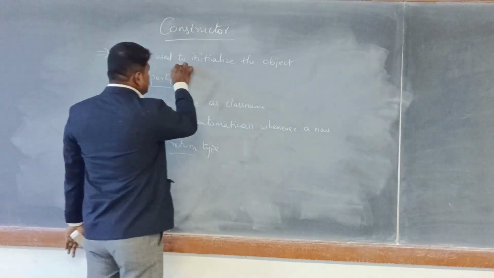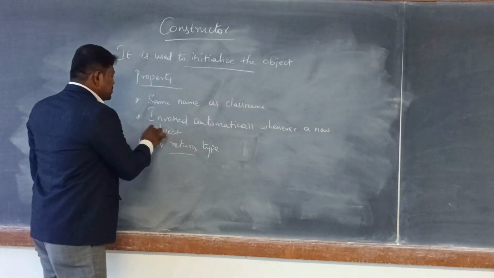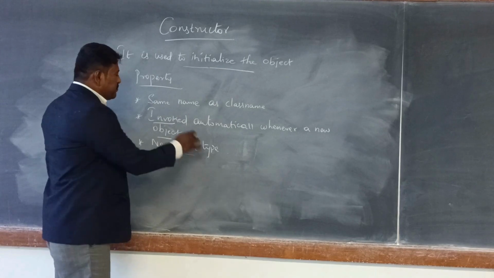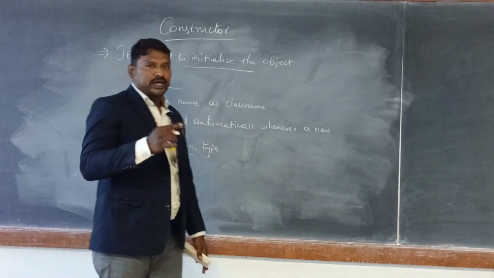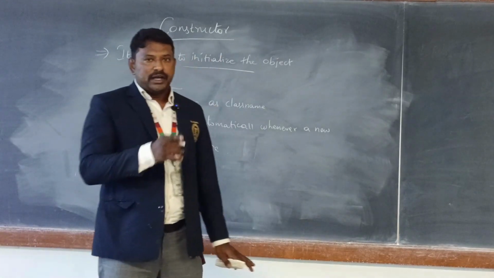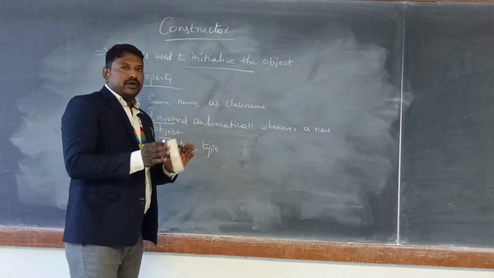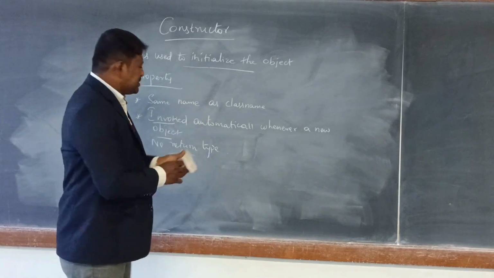So the term initialize the object is used because whenever we create a new object to that class, it is invoked automatically, right? So that is one of the main properties of constructor. So I will give you a simple example for this constructor.